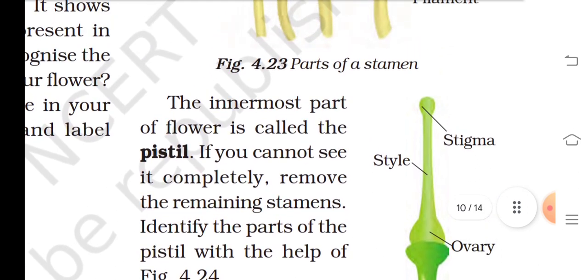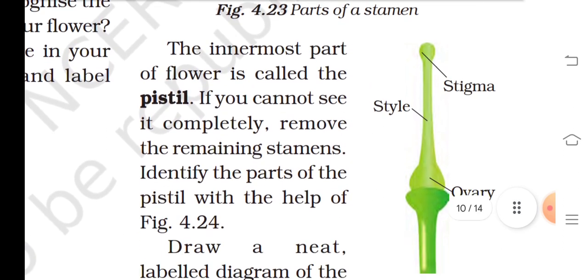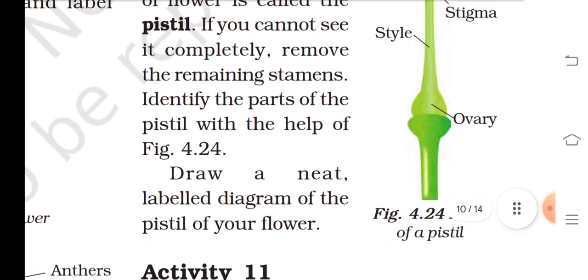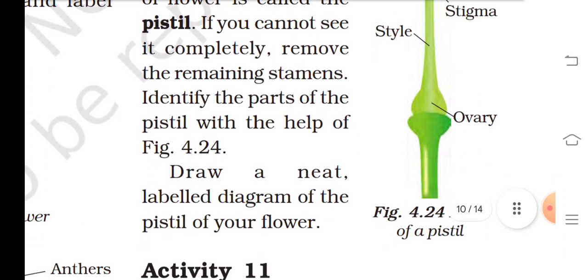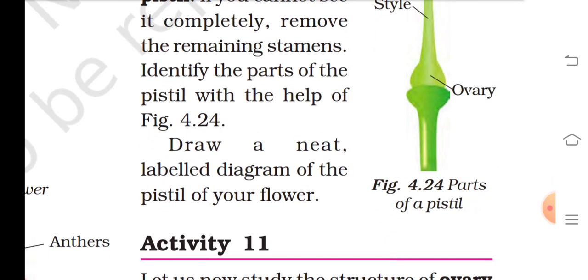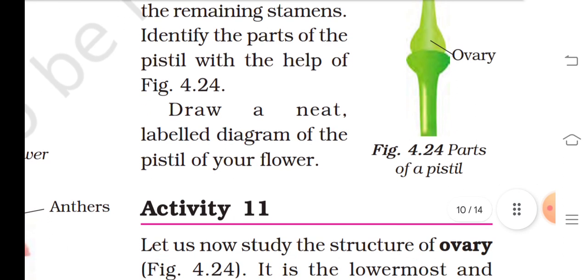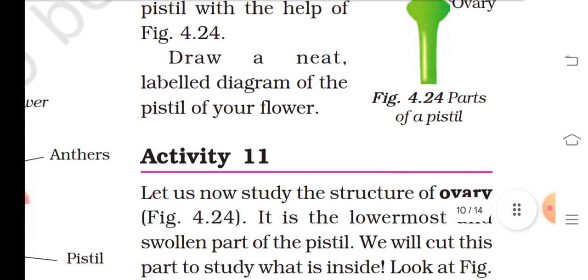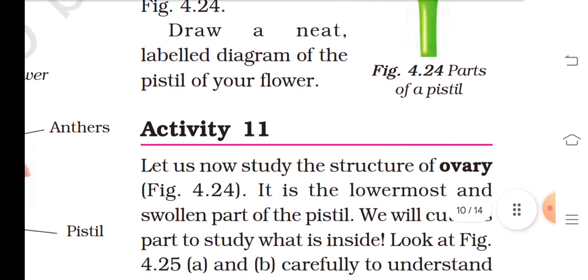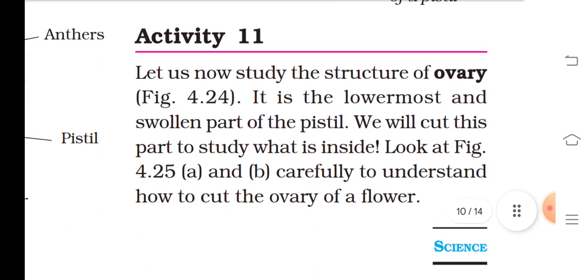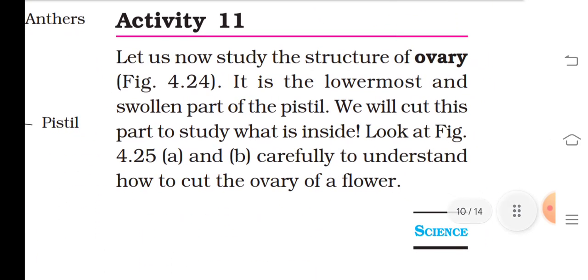The innermost part of the flower is called the pistil. If you cannot see it, the stamens may have completely covered it; remove them. Identify the parts of the pistil with the help of the figure. Draw a neat labelled diagram of the pistil of your flower. Activity 11. Let us now study the structure of the ovary.